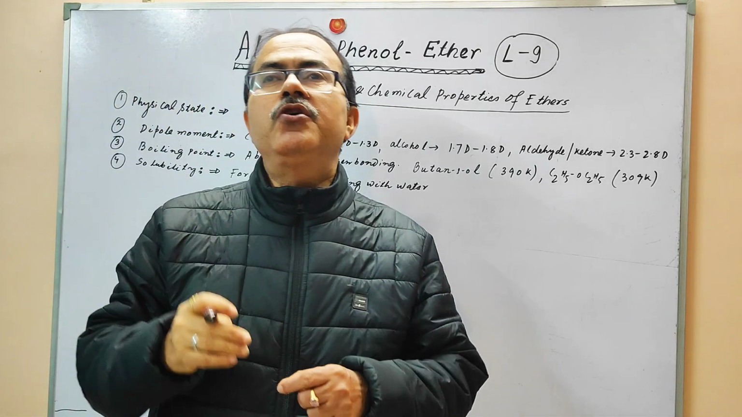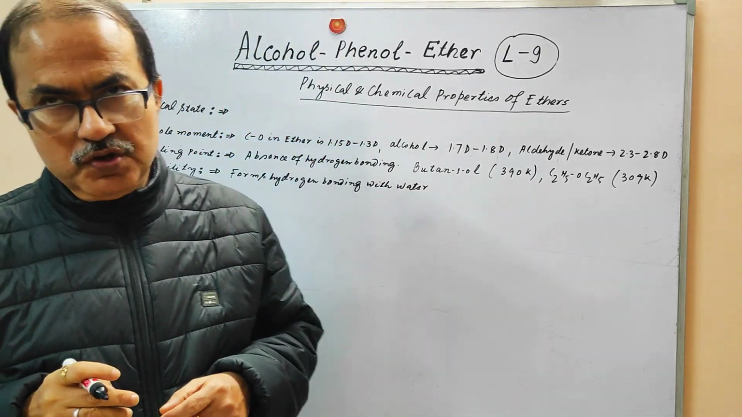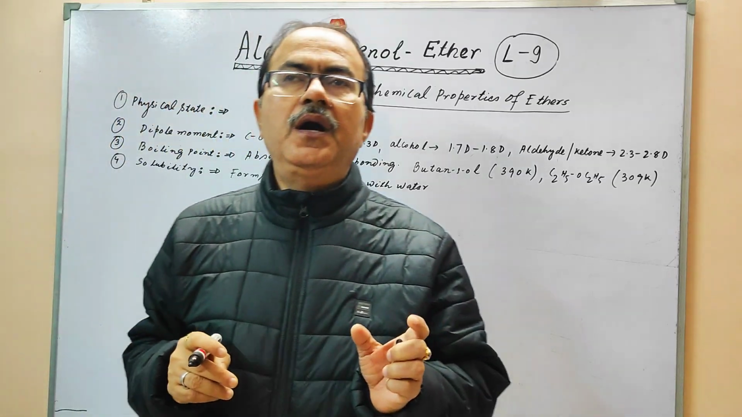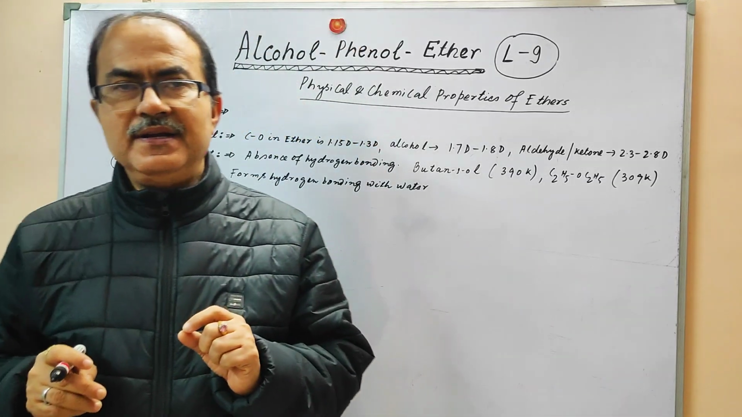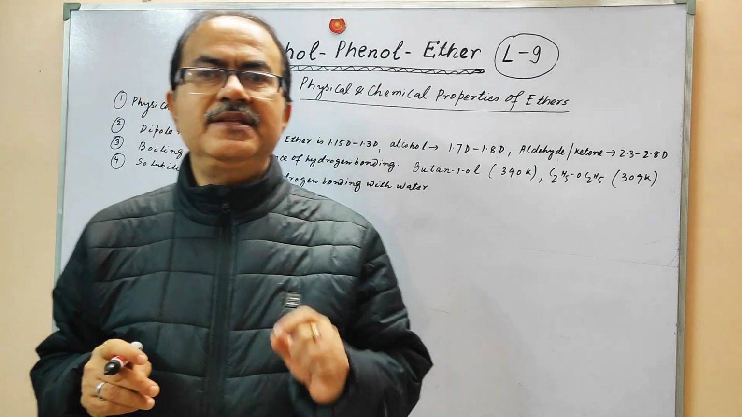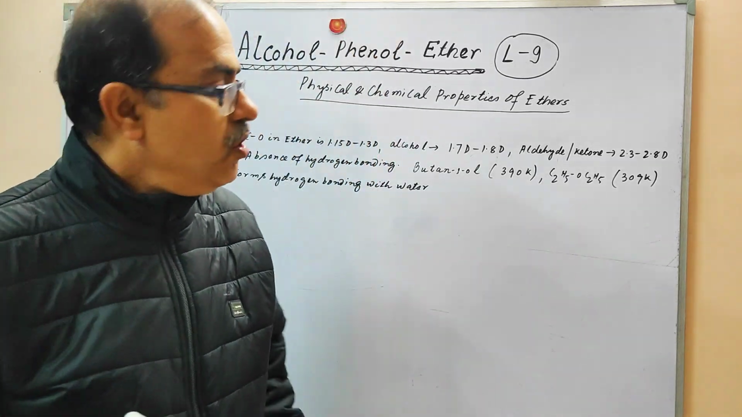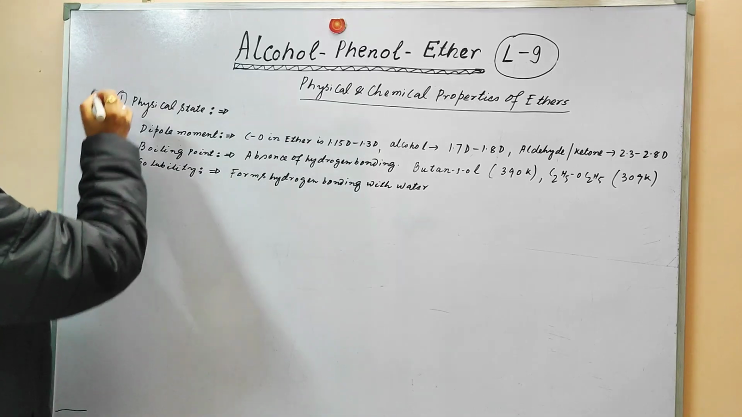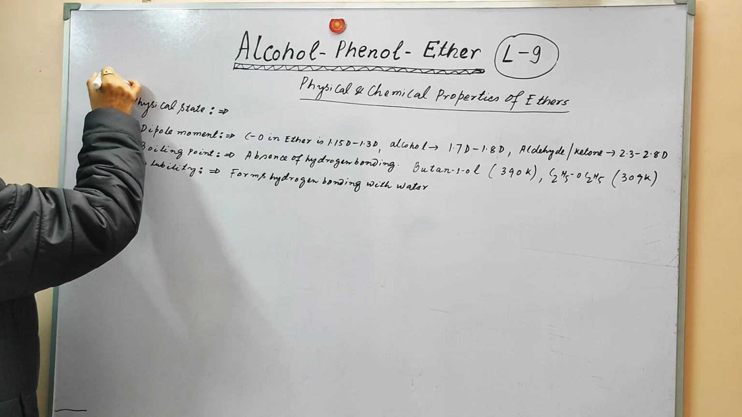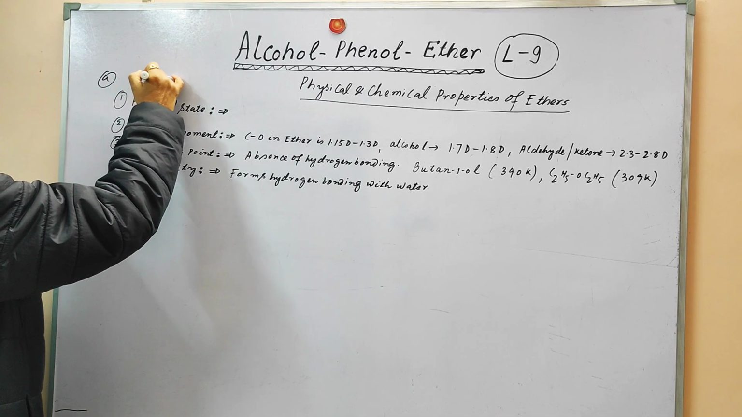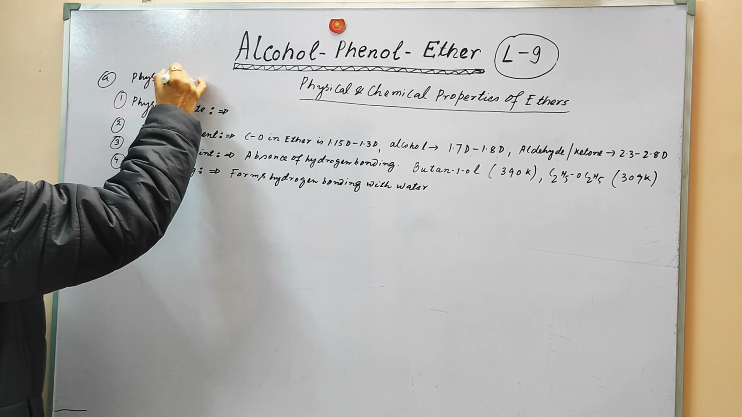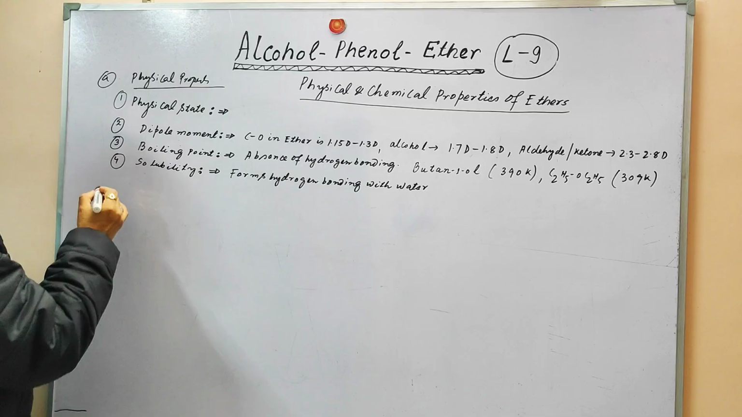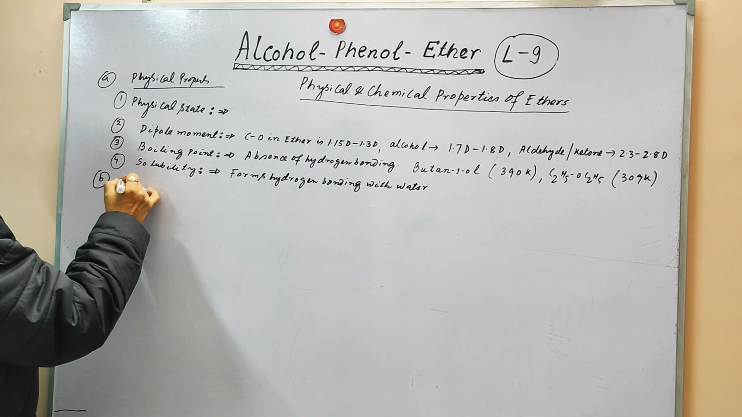But as the molecular mass of the ether goes on increasing, due to the increase of the non-polar hydrocarbon part, its solubility goes on decreasing. That is what we have observed in case of alcohol also. So these are basically the physical properties. Now we are going to discuss the chemical properties.